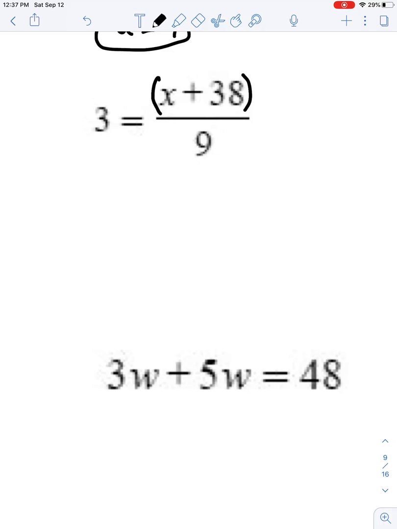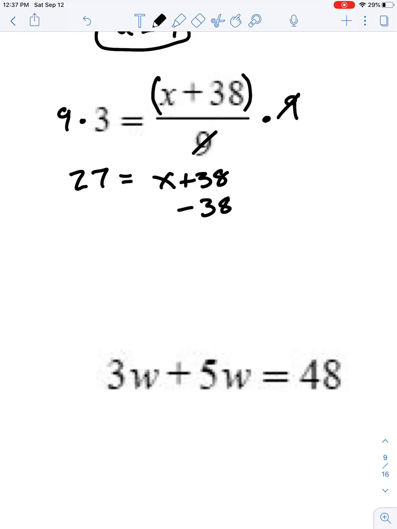Since we're going backwards order of operations, even though addition comes first going backwards, we can't do that yet because it's locked inside those parentheses. Until we get rid of that 9, then the parentheses will unlock. So I'm going to multiply both sides by 9 because it's being divided by 9, so we've got to do the opposite. 27 equals x plus 38, because these 9's cancel out, and the parentheses are unlocked, so I don't have to write the parentheses because we got rid of that 9.